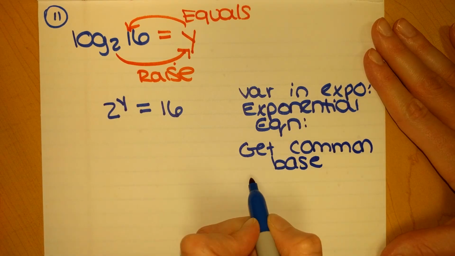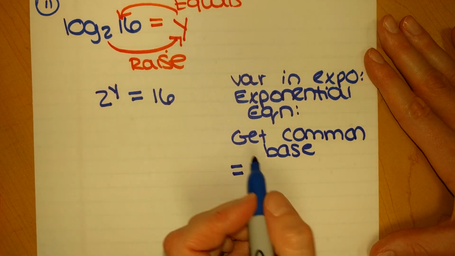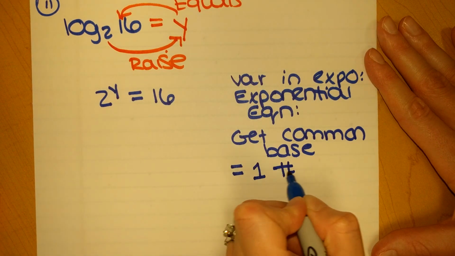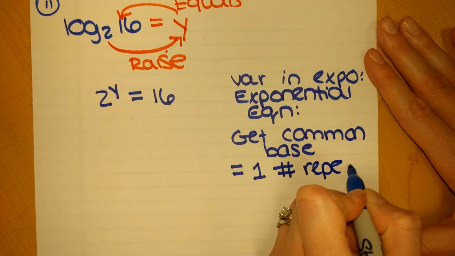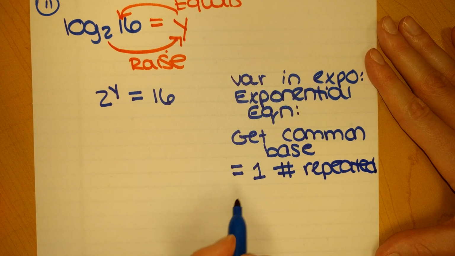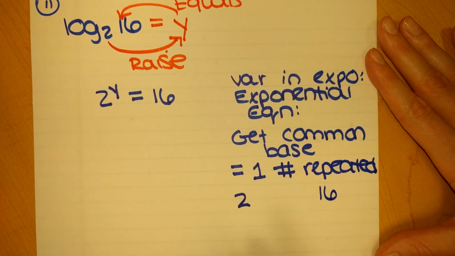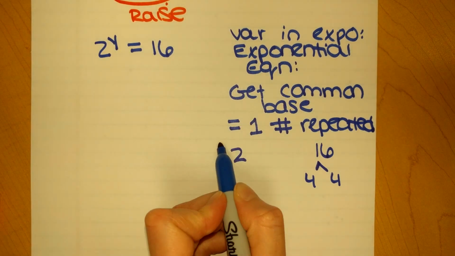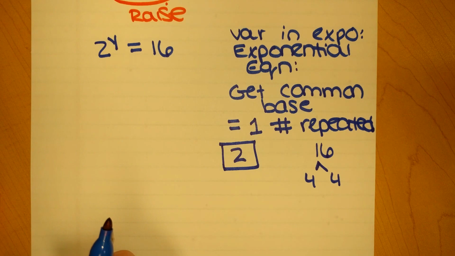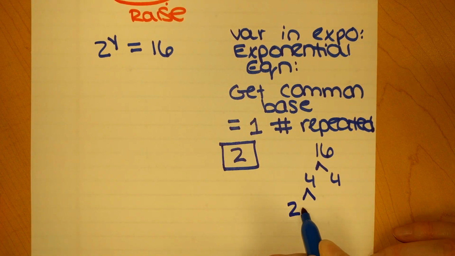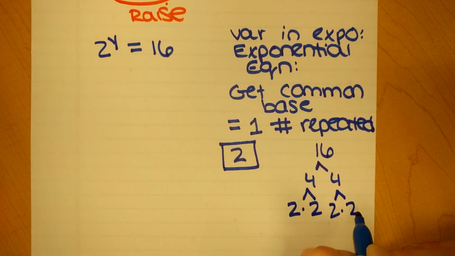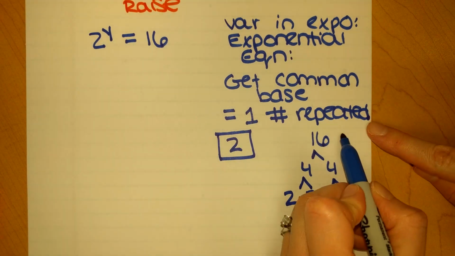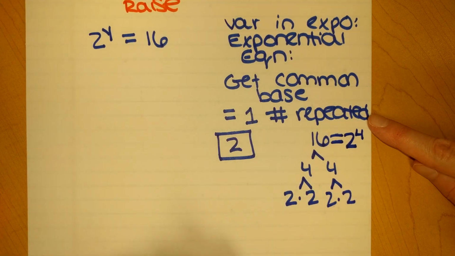Now, when we talk about a common base, the common base is going to be one number that is repeated in all of the factor trees. So if you look at 2, you look at 16. Yes, 16 is 4 and 4, or 8 and 2, but you need the same number repeated. So 2 is really the only option for the common base, so I have to break up the 4 into 2 and 2, and 2 and 2. So that gives us that 16 is 2 to the 4th. So 2 is going to be our common base.